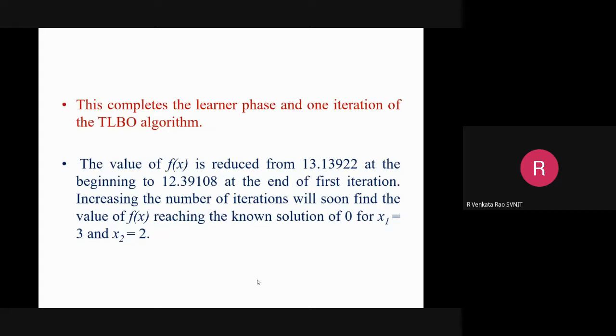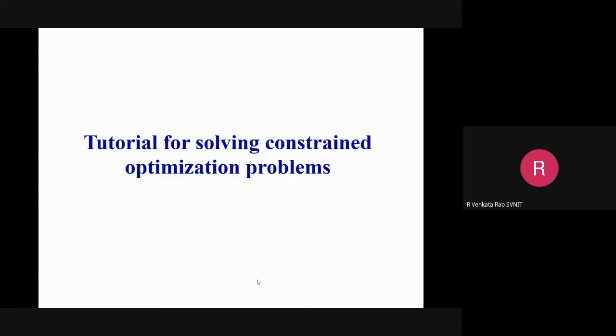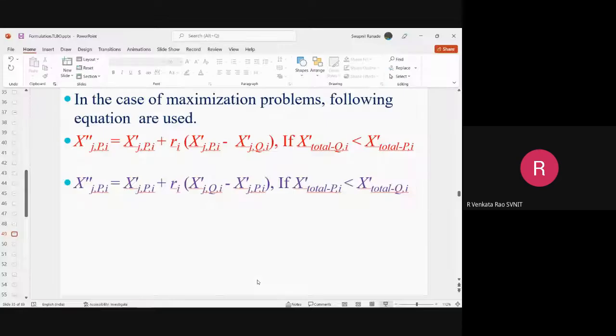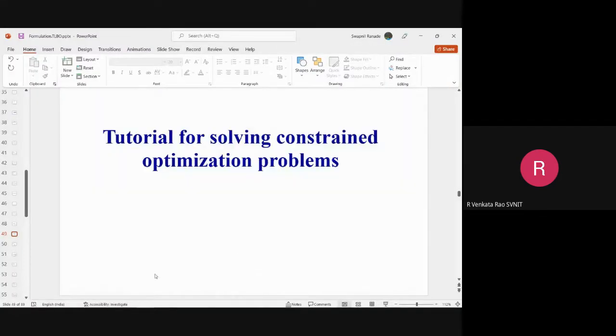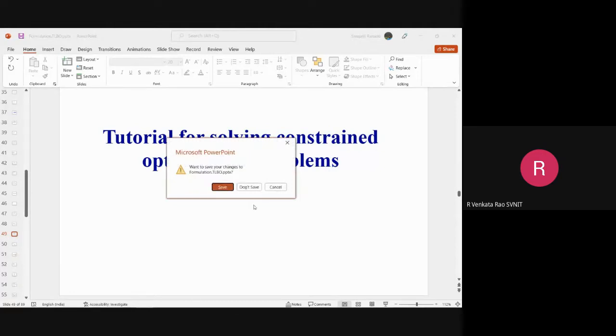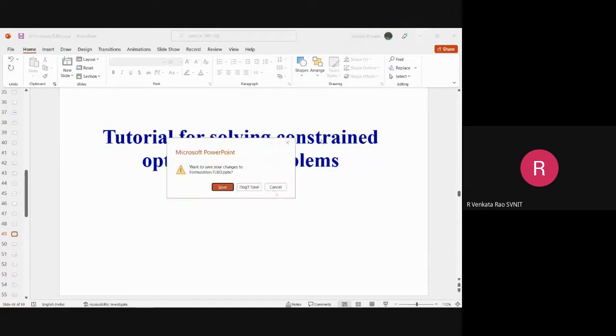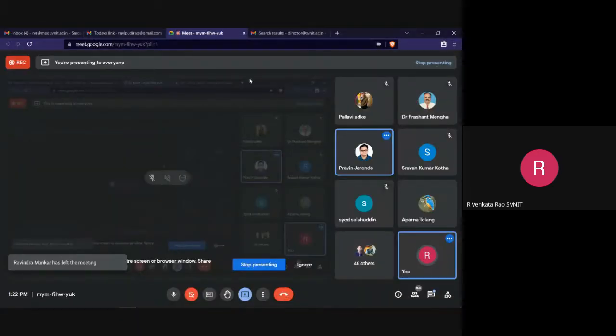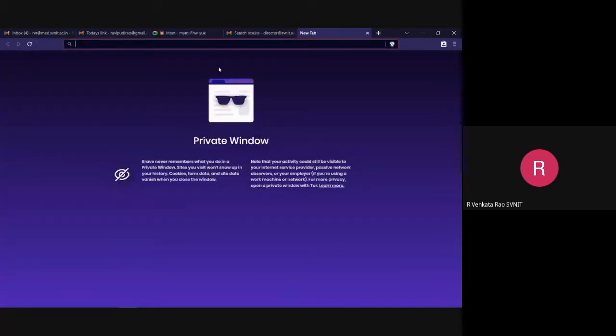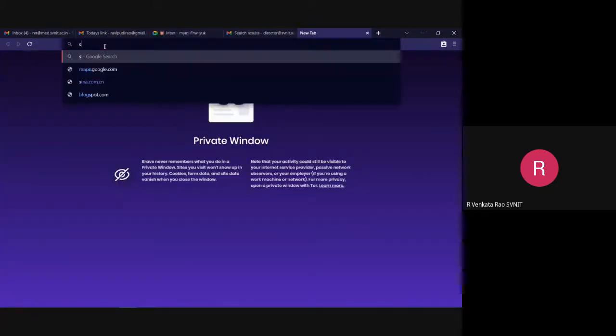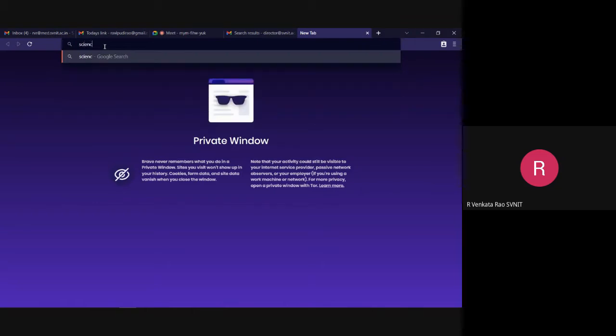And in this way, of course, there is a tutorial for the constraint optimization problem also, but as time is short, I cannot take it up. But let me show you Science Direct for just a few minutes. And let me hope that the internet is working now. Let us see. Science Direct.